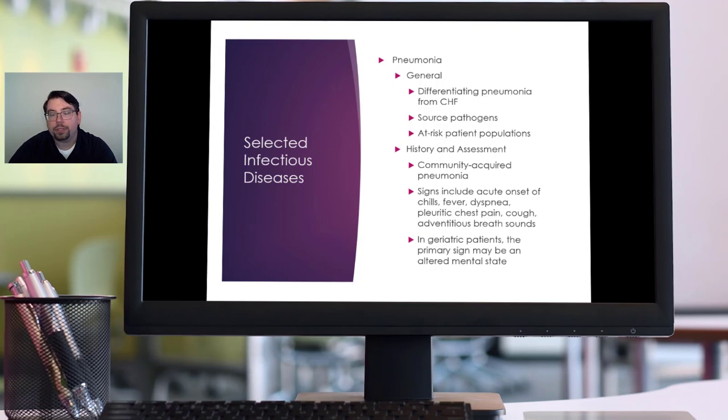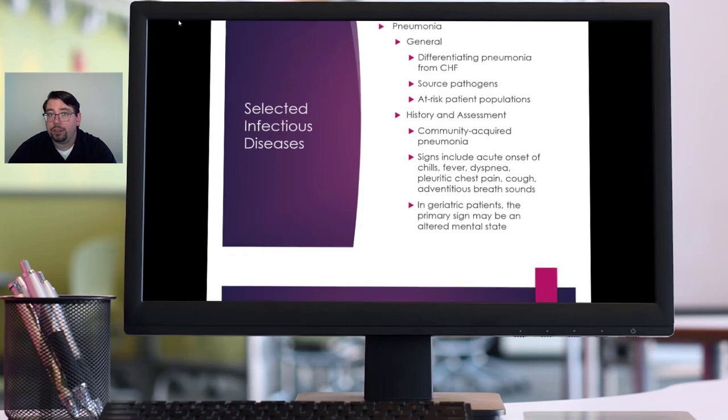For your history and assessment, we know that most likely it's going to be a community-acquired pneumonia, so we're going to pay close attention to the signs and symptoms associated with an infection, things like acute onset of chills, fever, shortness of breath, maybe some pleuritic chest pain, and adventitious breath sounds. In the geriatric patient, the primary sign may only be an altered mental status with pneumonia. They may not have the rest of those common things that we think of for a healthy adult. And oftentimes a lot of the medications they're on will make it difficult for you to be able to tell that.